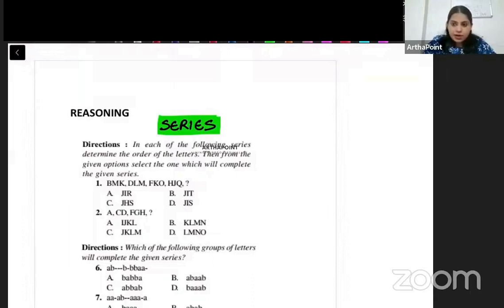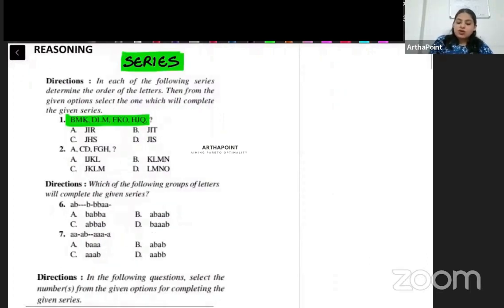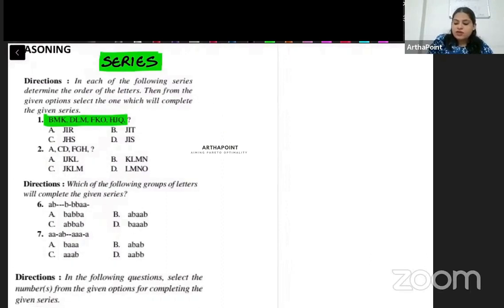Take one example of each kind of question. Let us start with the first one, beta. These are the questions that come on series. They have given you a series BMK, DLM, FKO, HJQ, etc., and they are asking you to fill the next one. So what you can always go ahead and do is write out the alphabets for it.